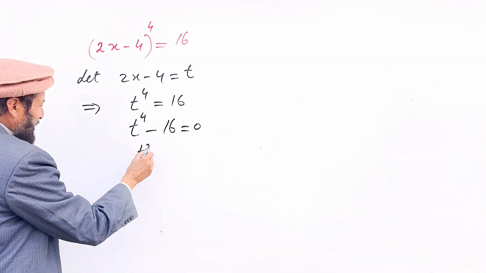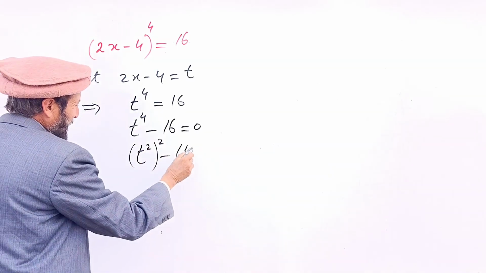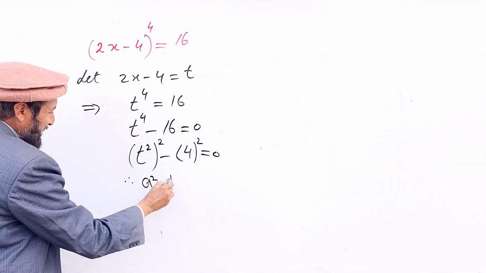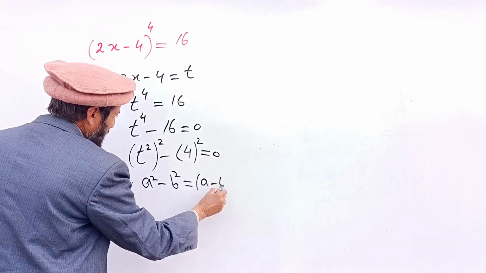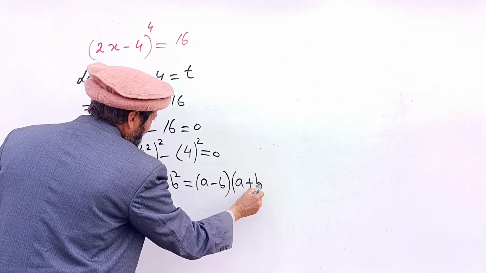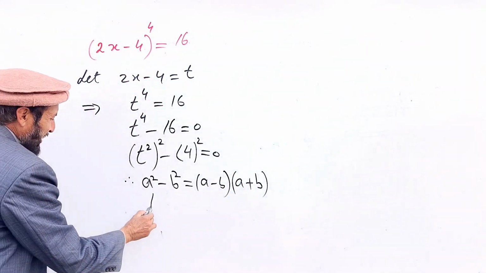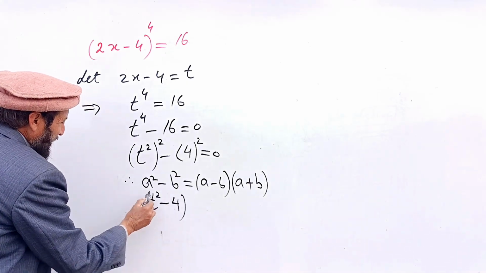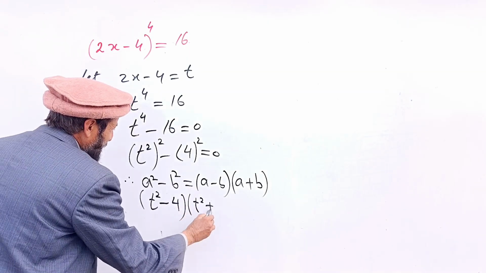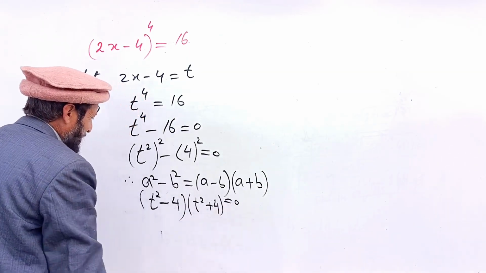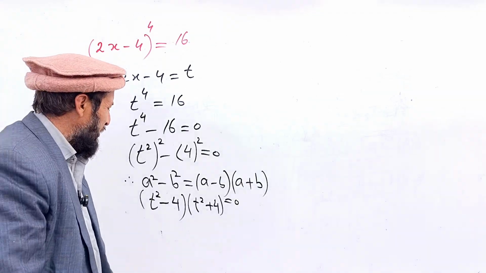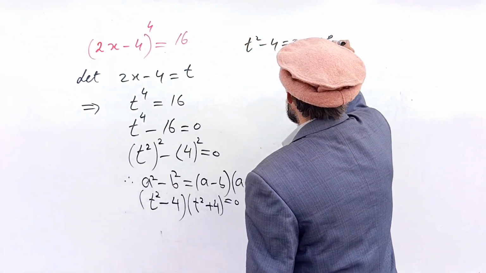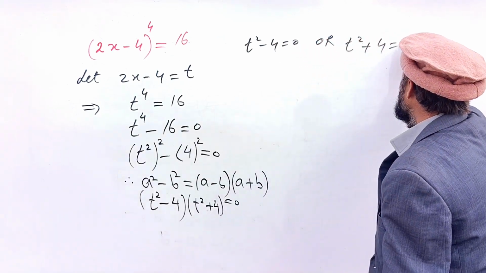According to the formula, a square minus b square is equal to 0, and a square minus b square is equal to (a minus b) into (a plus b). According to this formula, we open this term and we get (t square minus 4) into (t square plus 4) is equal to 0. It means that here we get two solutions: t square minus 4 is equal to 0 or t square plus 4 is equal to 0.